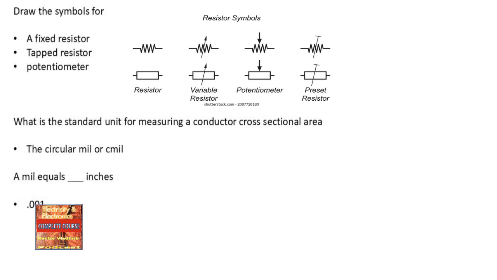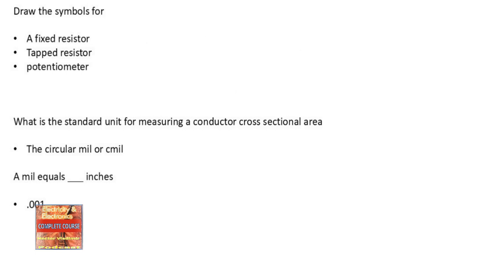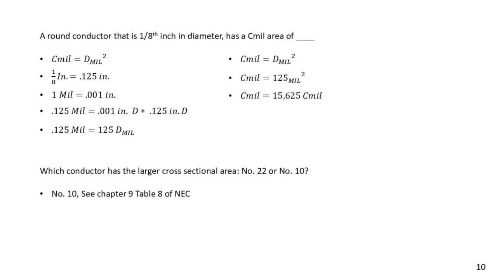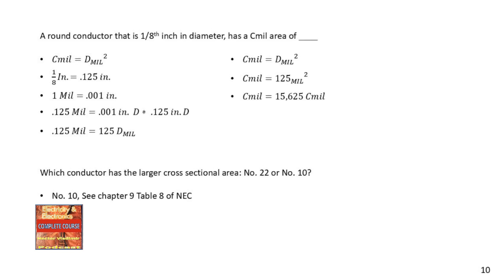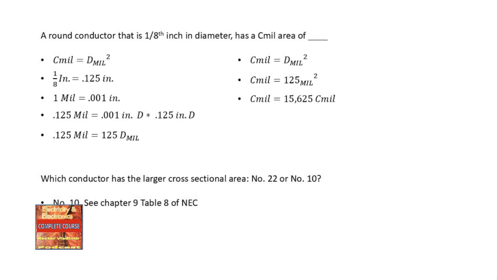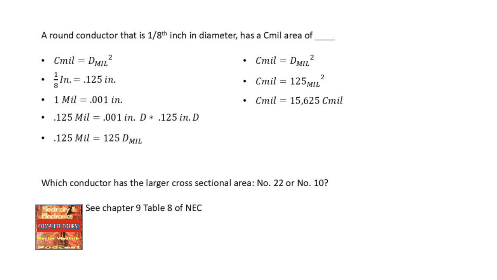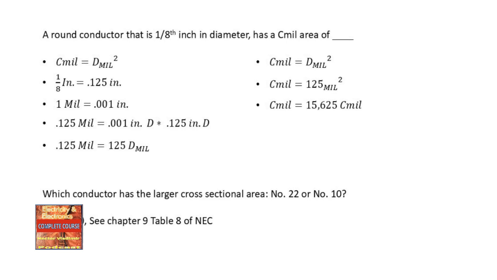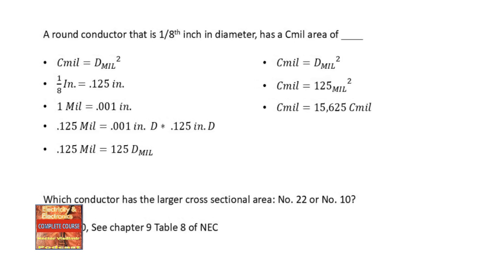What is the standard unit for measuring a conductor cross-sectional area? The circular mil, or C-mil. A mil equals what amount of inches? 0.001 inches, that is 1/1000. A round conductor that is 1/8 of an inch in diameter has a C-mil area of what? For that, we take a few steps just to make it clear. A C-mil equals the diameter in mils squared. Those two are equivalent. Next equivalency is 1/8 of an inch equals 0.125 inch. The last equivalency is 1 mil equals 0.001 inch.